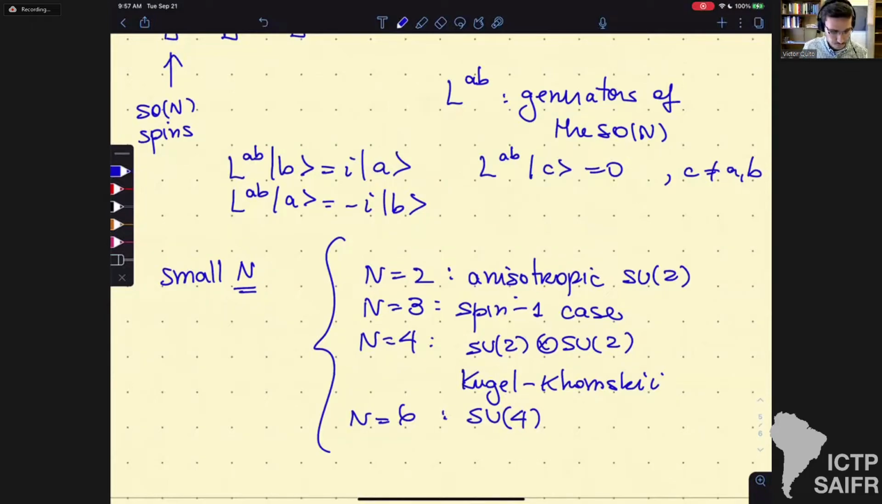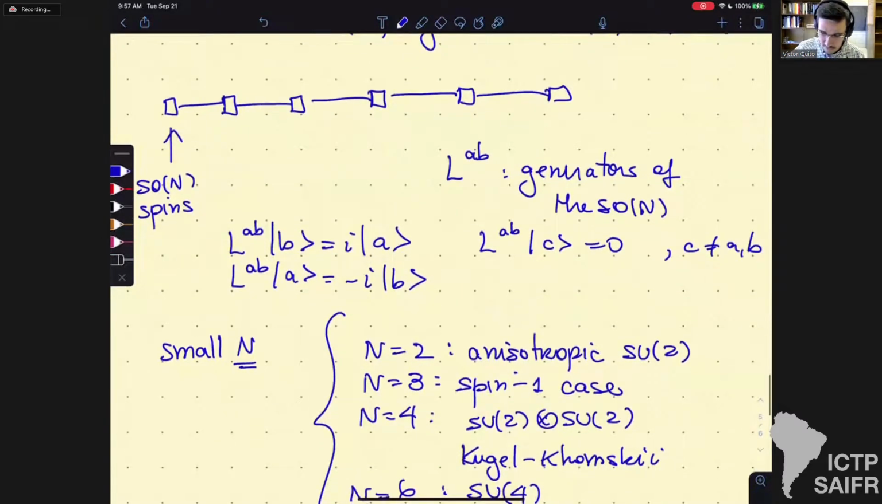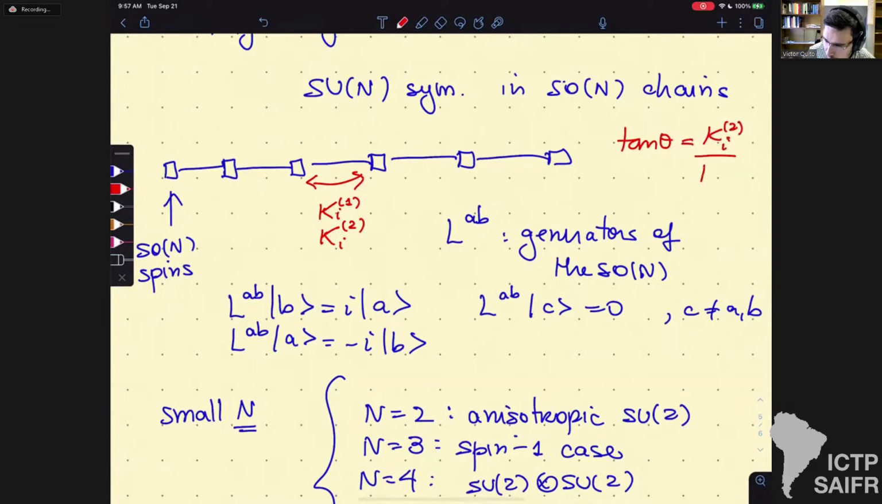And I will now present the results of how the flow looks. For that, there is an important difference compared to the spin-half case that I showed before: now we are going to have 2 couplings per site. In a given bond, we're going to have 2 couplings that I'm going to call K1 and K2. So a given site has 2 couplings, and I'm going to assume that the ratio of these couplings is fixed. I'm going to call tan of theta the ratio of K2 by K1.